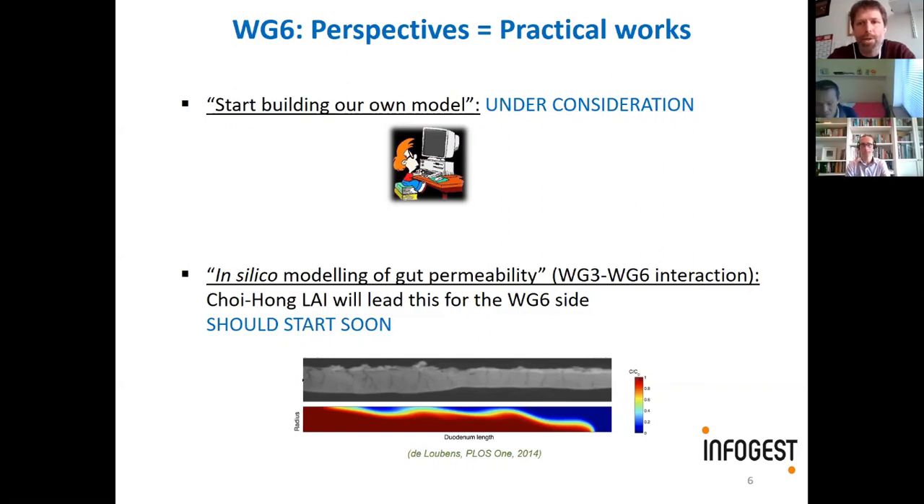But this is under consideration. And another topic is in relation with Working Group 3, because we are discussing how to build an in silico model of gut permeability, so at the gut wall and on nutrient absorption. So this task will be led by Choi Hong from our side for Working Group 6. So it should start soon, hopefully.